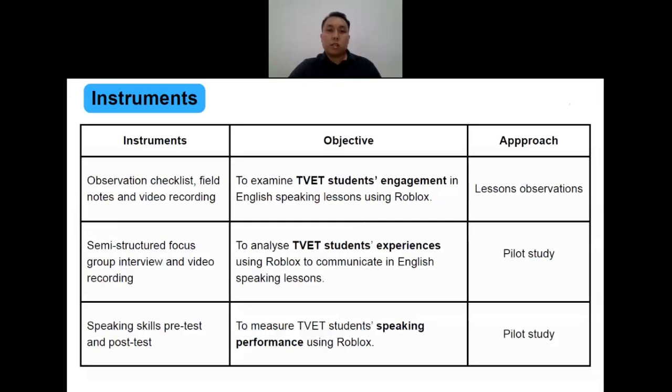RO1, student engagement, we use observation checklist adapted from in-class engagement measure by Reeve, field notes with audio or video recording as permitted by TVET institution, analyze using thematic analysis. RO2 learning experiences, we use face-to-face semi-structured interview with selected 30 students, analyze using thematic analysis. RO3, speaking performance, we use the same 30 students focusing on vocabulary, accuracy, grammar, and fluency. Speaking test adapted from oral testing by Hughes, and this will be analyzed using paired t-test.